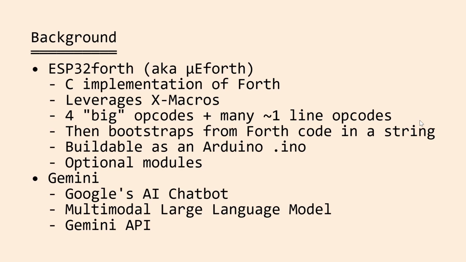It's a C implementation of Forth that leverages a technique called X macros to build the system in a very simple way. It has about 4 big opcodes that are multi-line chunks of C code, and almost everything else in C is 1-line opcodes. Then everything else bootstraps from Forth code that sits in a string. This makes it buildable as a single .ino file in Arduino, where it looks like a big chunk of Forth code. I recently started to fission it apart into some optional modules.